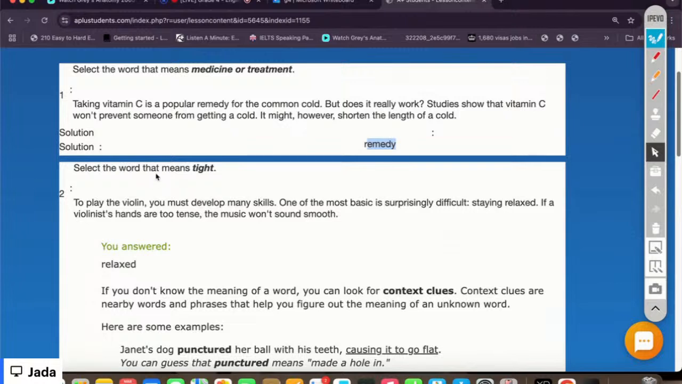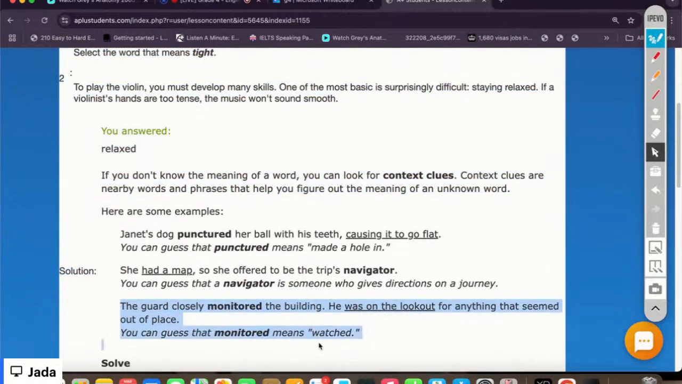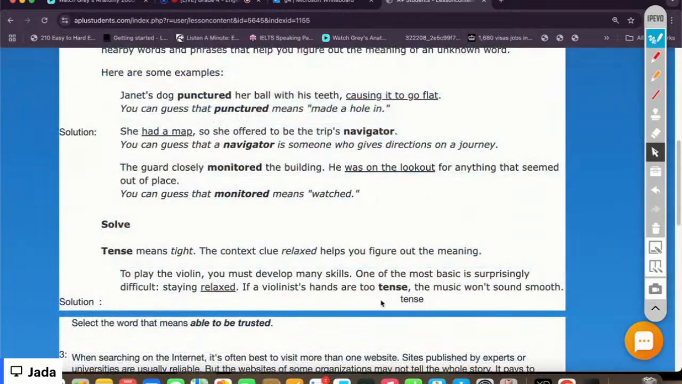So we have select the word that means tight. To play the violin, you must develop many skills. One of the most basic is surprisingly difficult. Staying relaxed. If a violinist's hands are too tense, the music won't sound smooth. So what is the meaning of tight in this whole sentence? So we can have tense. Okay, so tight also could pass as tense.